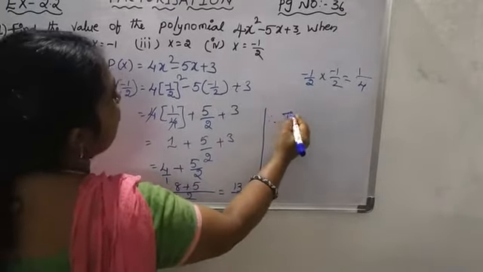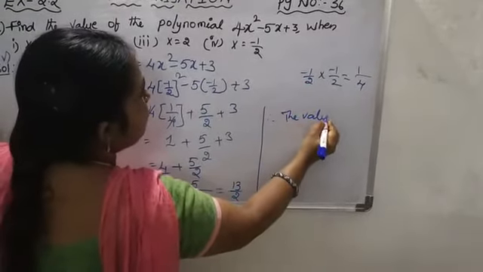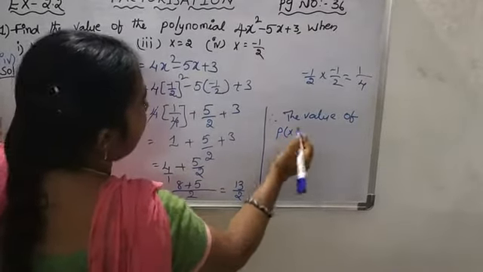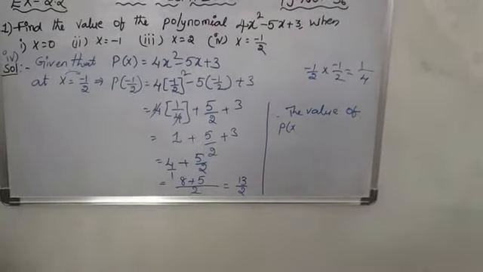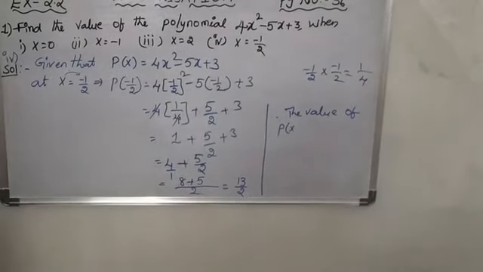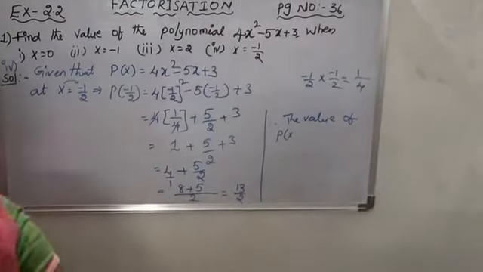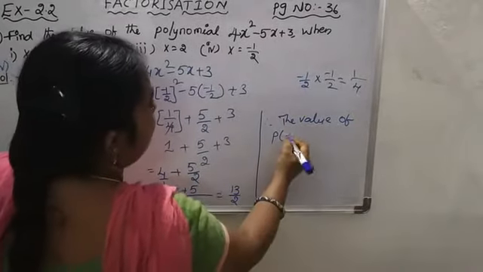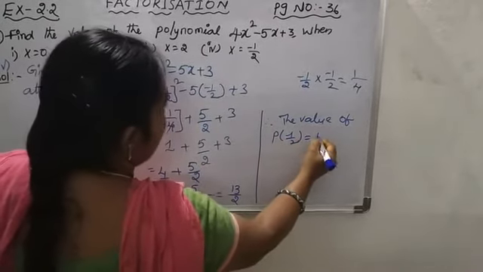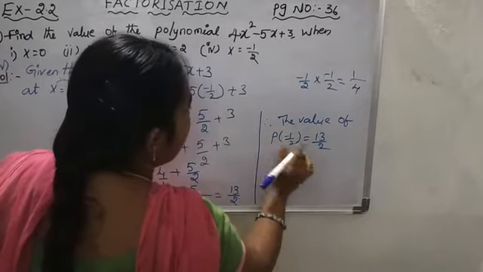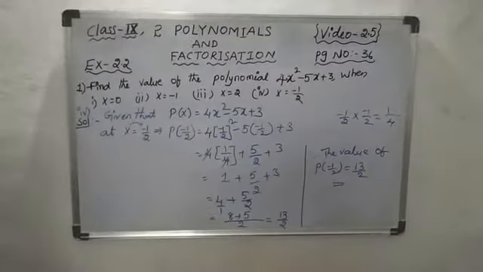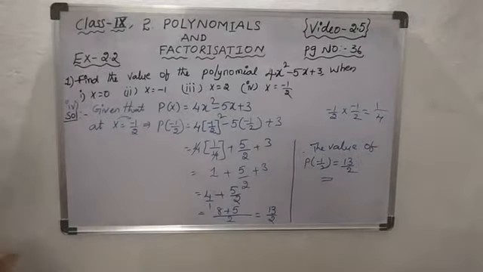Therefore, the value of p of minus 1 by 2 is equal to 13 by 2. Okay children, like this you have to solve the remaining. Now I will start the second problem.